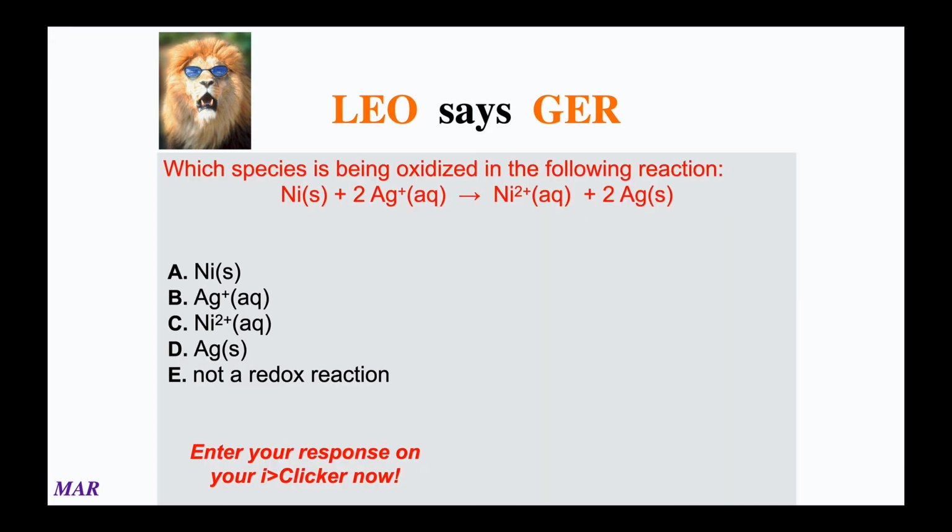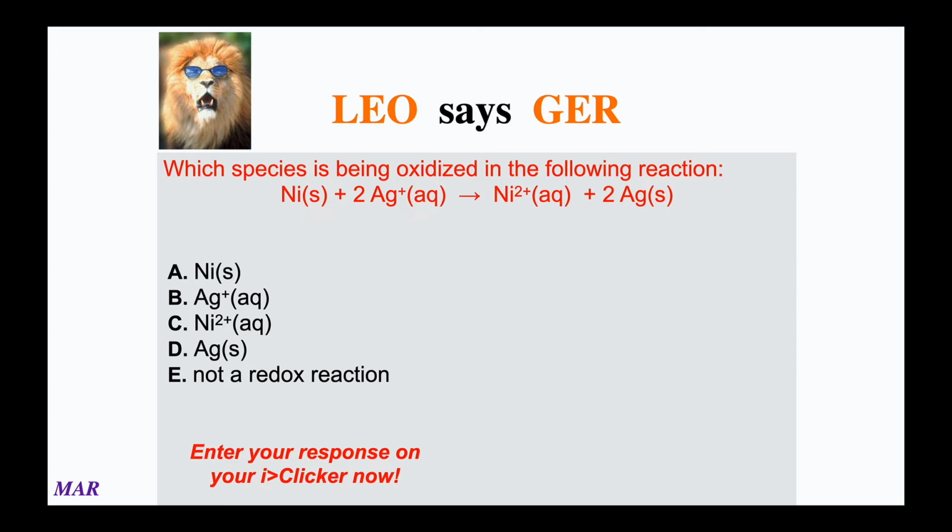Which species is being oxidized in the following reaction? When it asks a question like that about what's being oxidized, what's being reduced, it's always relative to a reactant. So you wouldn't consider Ni2+ or the Ag solid. Those are both products. Those would be exempt.